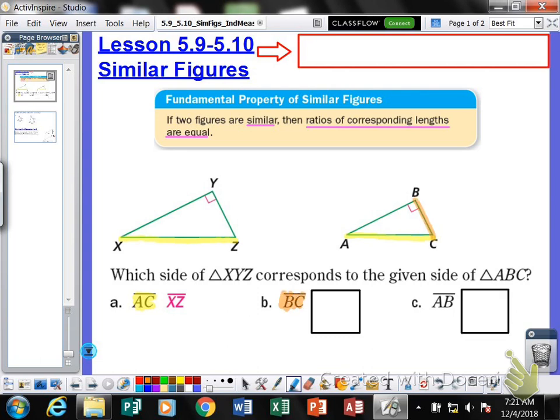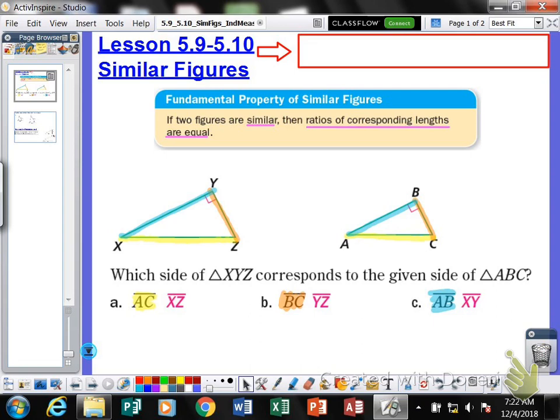All right, which one corresponds to BC? BC is this side, so BC would be YZ, line segment YZ. And then which one corresponds to AB? Here's AB, which would be XY. So line segment XY corresponds to that.